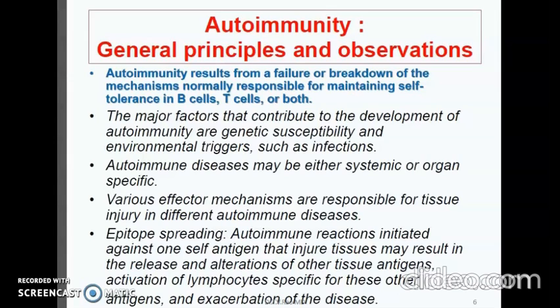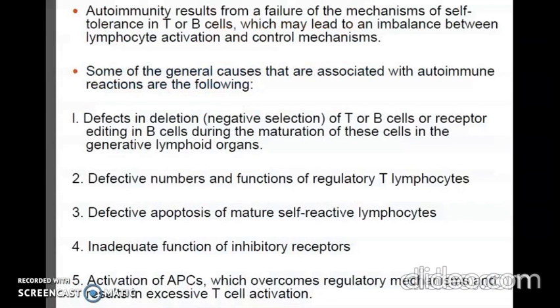Epitope spreading is also observed, that is, autoimmune reactions initiated against one self-antigen that injure tissues may result in the release and alteration of other tissue antigens, activation of lymphocytes specific for these other antigens, and exacerbation of the disease. Autoimmunity results from a failure of the mechanisms of self-tolerance in T or B cells, which may lead to an imbalance between lymphocyte activation and control mechanisms.